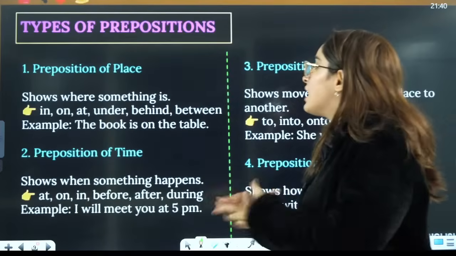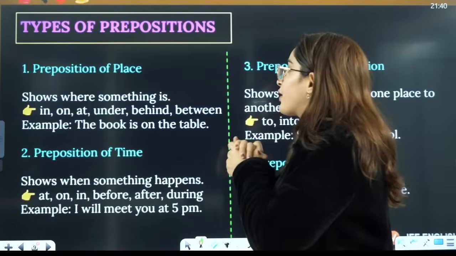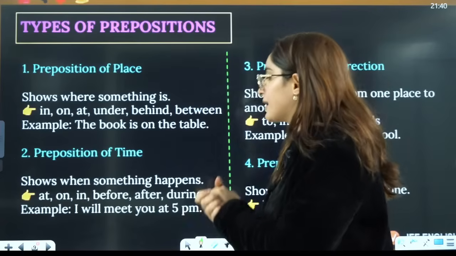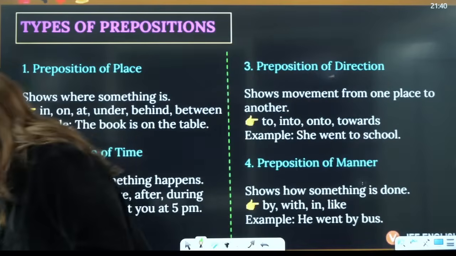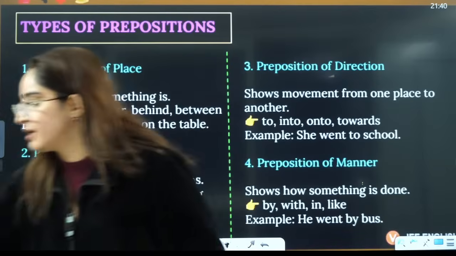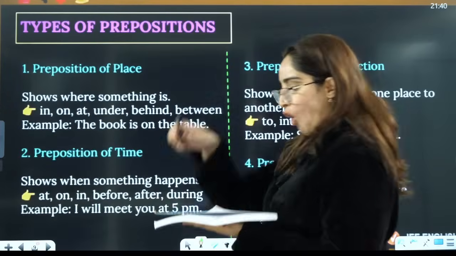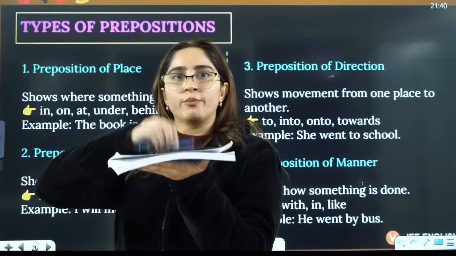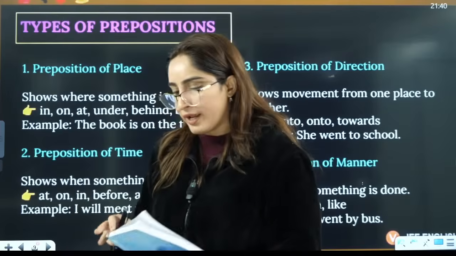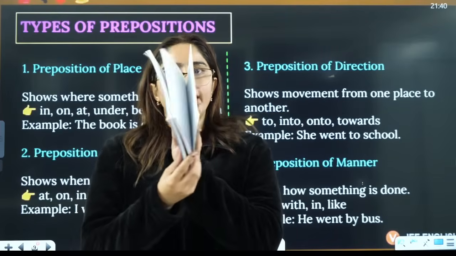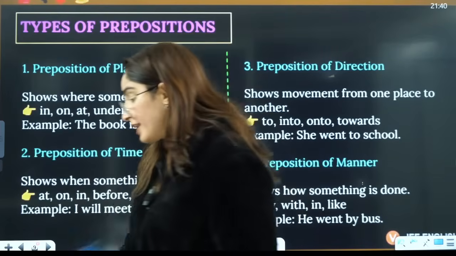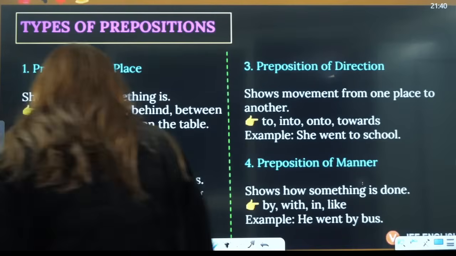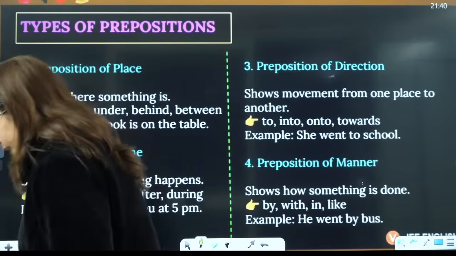So see, preposition of place, for example, shows where something is. I am saying this pen is on the book. On the book, that means it is placed on the book. It is in the book. In the book means it will be inside the book, right? Okay, or in fact you can say, if I say there is something here, it is in the book.